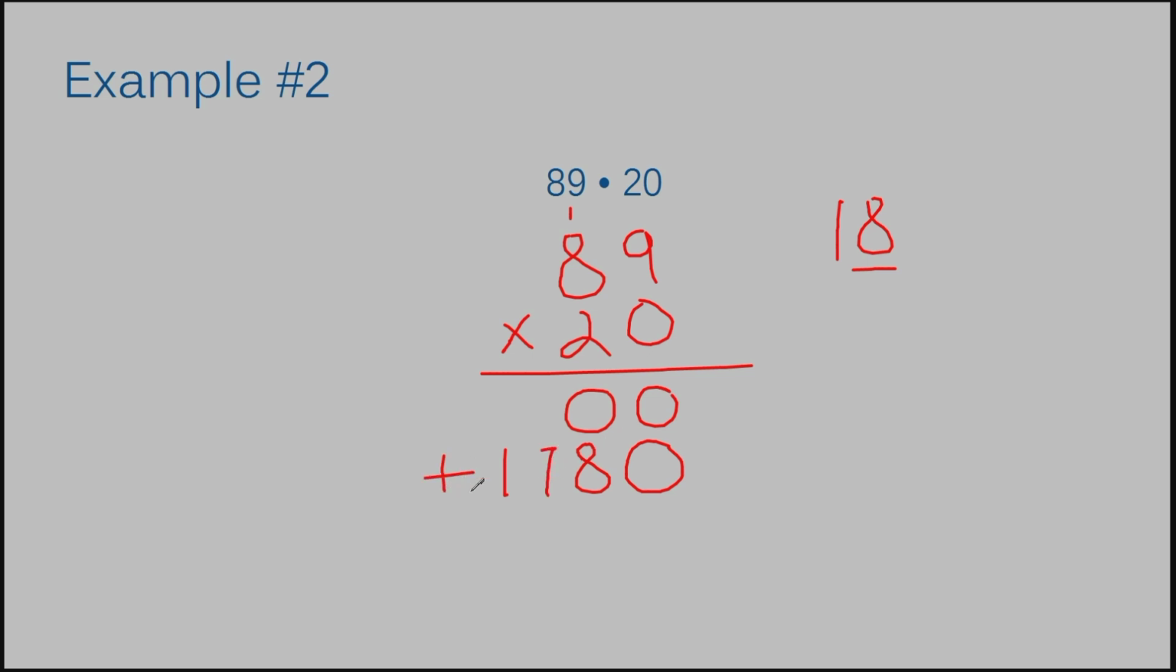Now we add all of this. 0 and 0 is 0. 0 and 8 is 8. Nothing and 7 is 7. And nothing and 1 is 1. So, I am now going to add a comma because I have an answer that is longer than 3 digits. So I can put a comma in there. So, the answer to example number 2 is 1,780. Let's move on to example number 3.